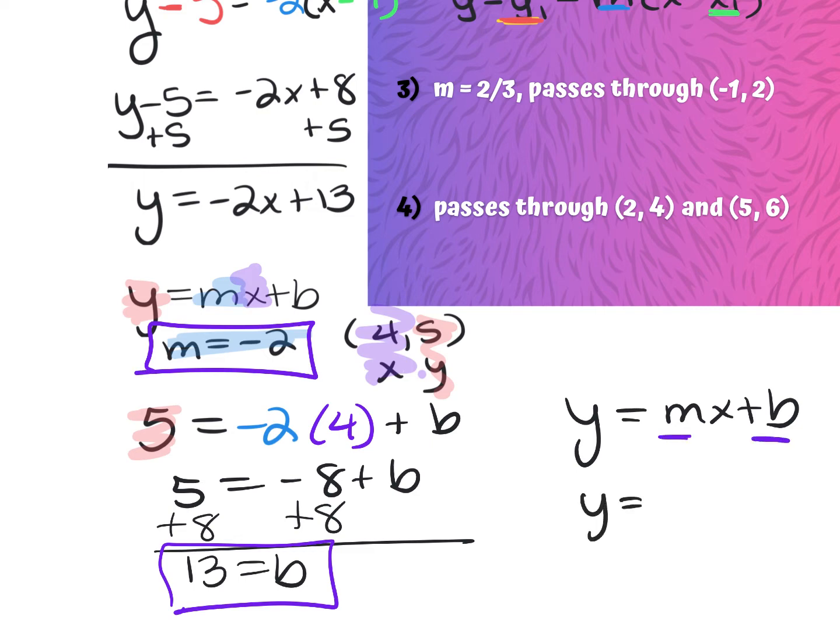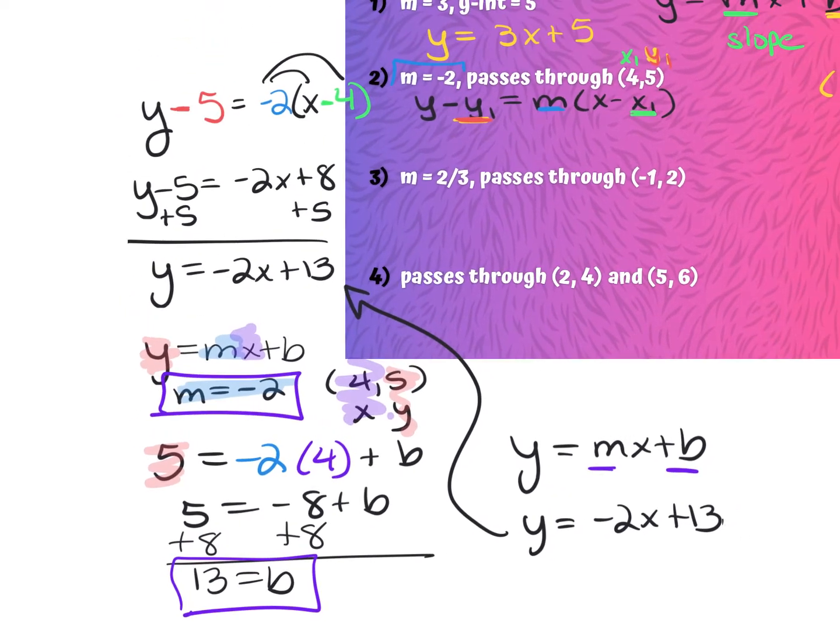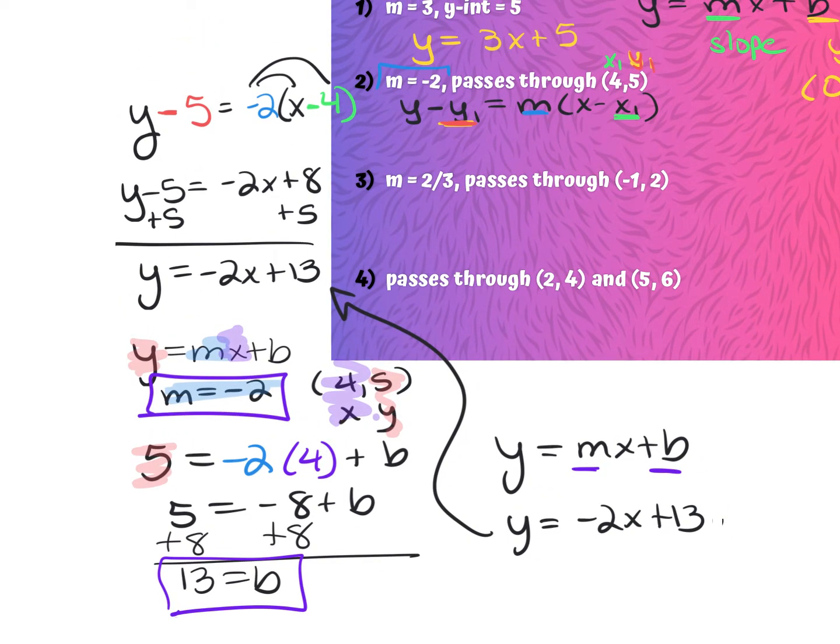So y equals -2x plus 13. Notice it was the same answer I got when I used the point slope form. I don't care what method you use for the homework. You're probably more familiar with plugging it into y equals mx plus b, finding the b and plugging it back in. That's okay. But I really like the point slope. I think it's a lot easier.